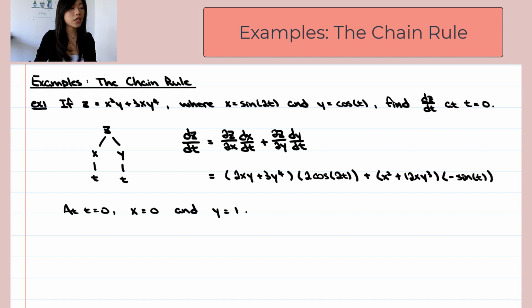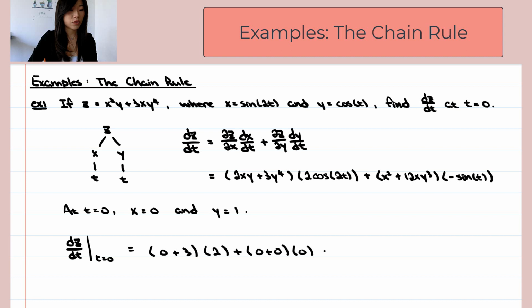So I substitute t equals 0, x equals 0, and y equals 1 into the derivative function above. So the derivative of z with respect to t at t equals 0 is 0 plus 3, then times 2 times 1, plus 0 plus 0, then times negative of 0, which equals 6. So that is the derivative that we want to find.